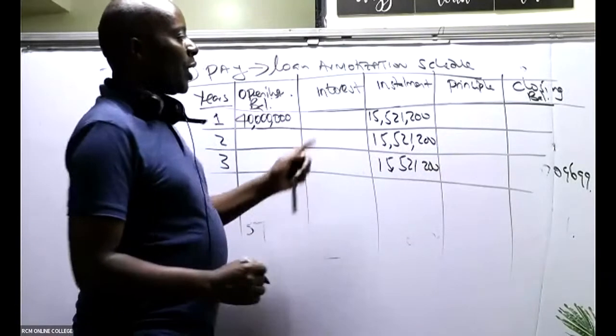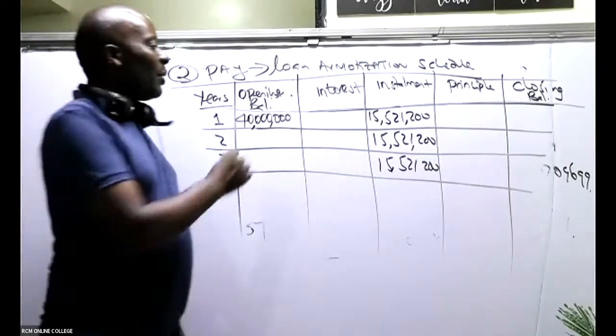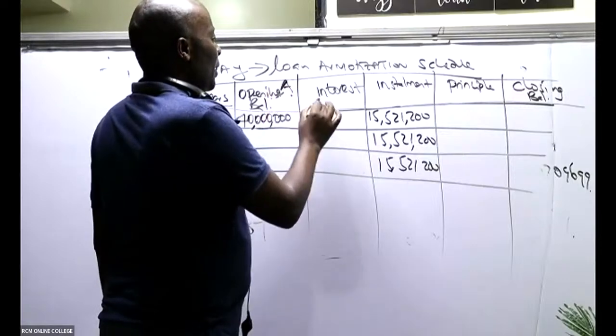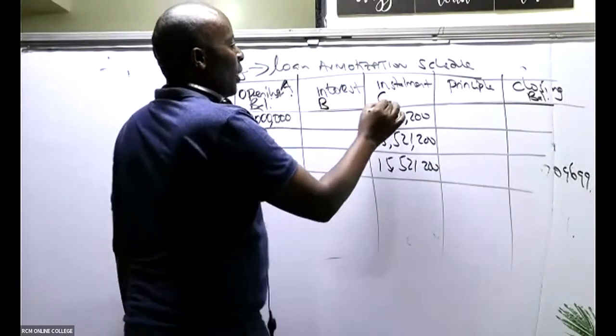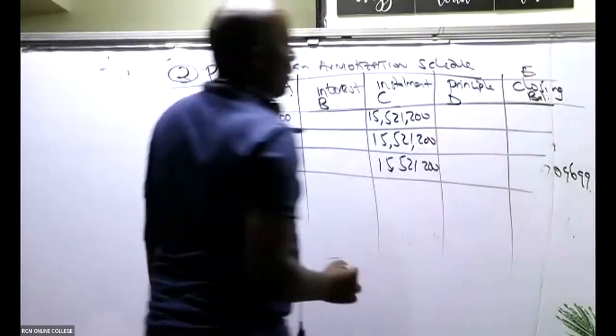There will be issues like what year? Interest. Interest will be there. So remember, this is our column A. This is our column B. This is our column C. This is our column D. And this will always be our column E.